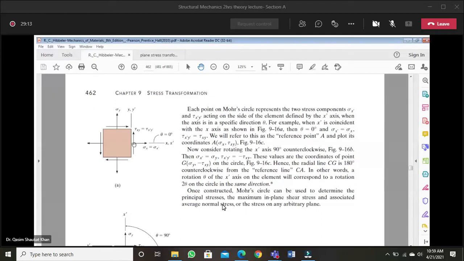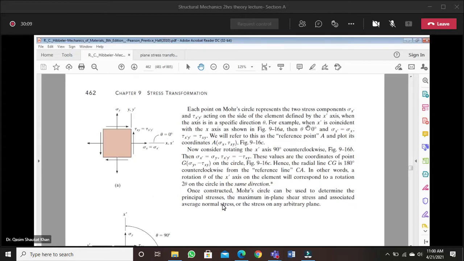So now the normal stress sigma x will be the same as sigma x dash. Sigma y dash will be the same as sigma y, and tau x dash y dash will be the same as tau xy. So each point on the Mohr circle represents the two stress components, sigma x dash and tau x dash y dash, acting on the side of the element defined by the x dash axis. So when x dash is coincident with the x axis, x axis and x dash axis are the same.